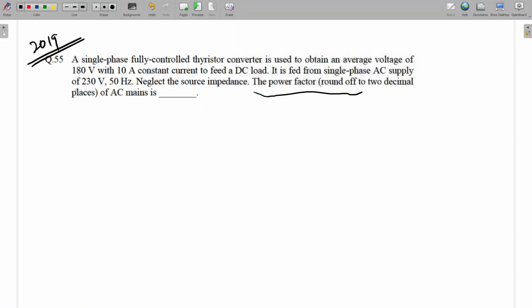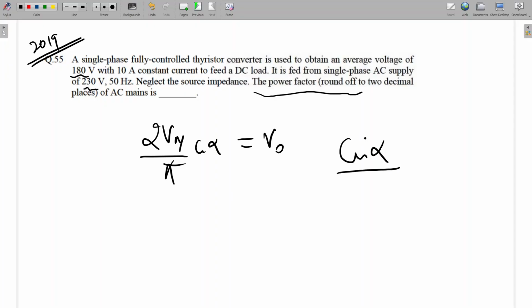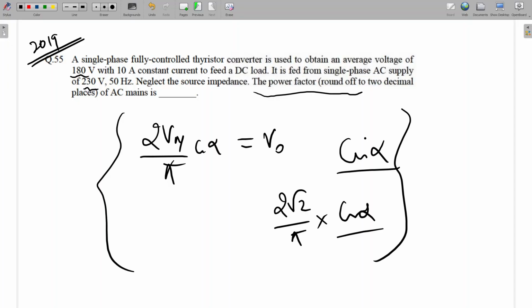Alpha they have not given. Alpha information we have to calculate, like output voltage is given, source RMS value is given. So 2 Vm by pi times cos alpha is equal to V naught. So from here we can calculate cos alpha. And the input power factor will be 2 root 2 by pi, 0.9 into cos alpha. Clear? So see, these are only for the basic full bridge converter.